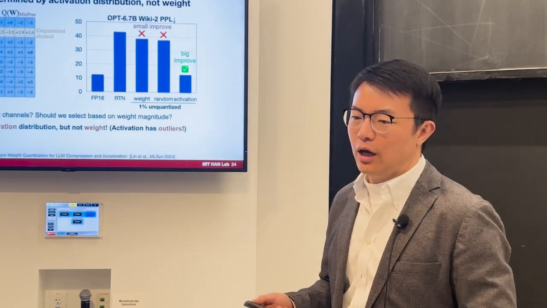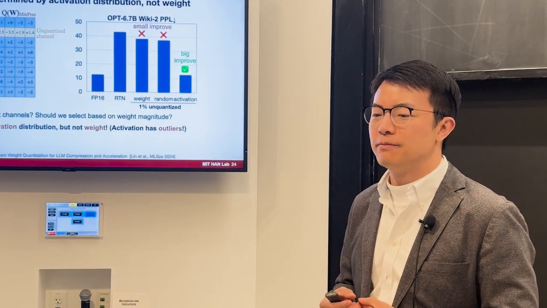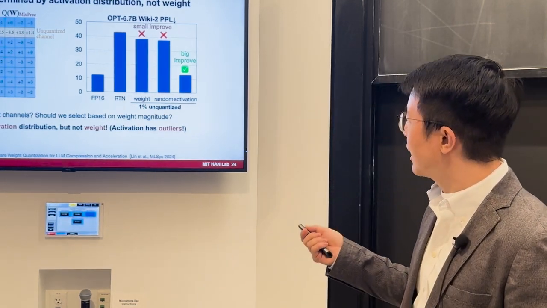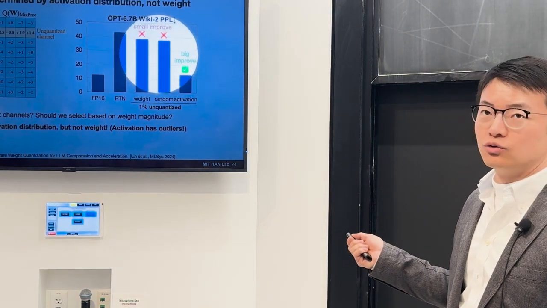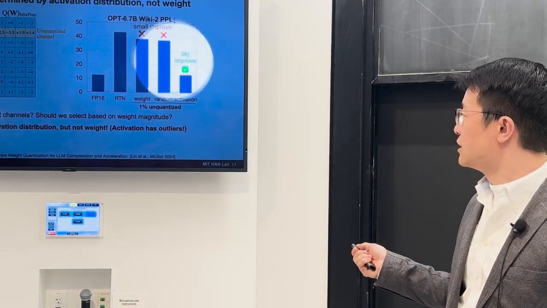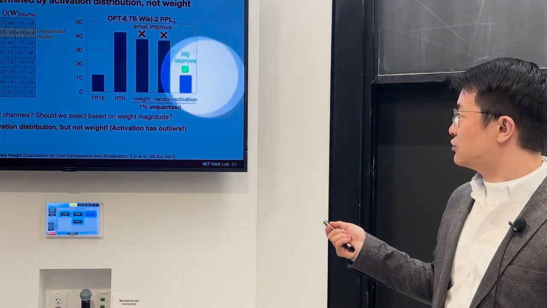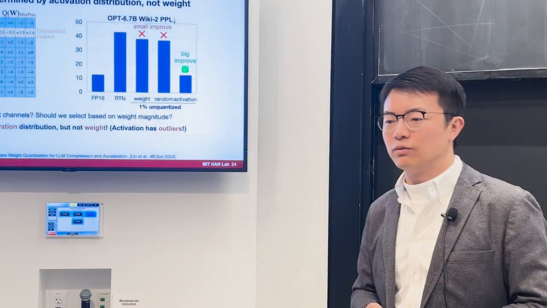Okay, so this is showing activation has a lot of outliers. We should look at the activation, but not the weight. So this is comparing random selection, selection by weight, versus selection by the activation. And there's a big improvement for the perplexity by selecting based on the activation, not the weight.